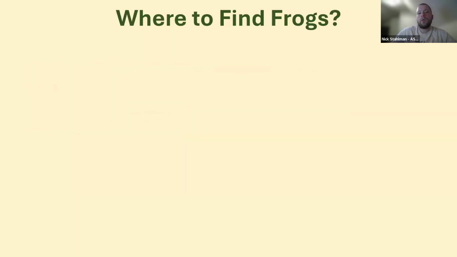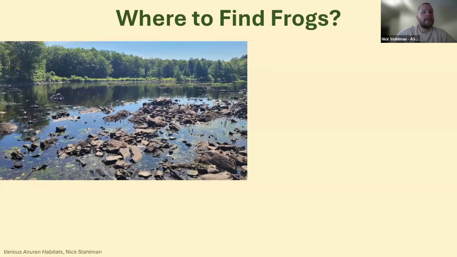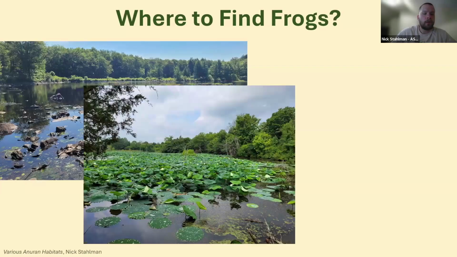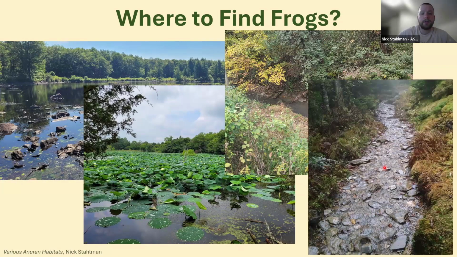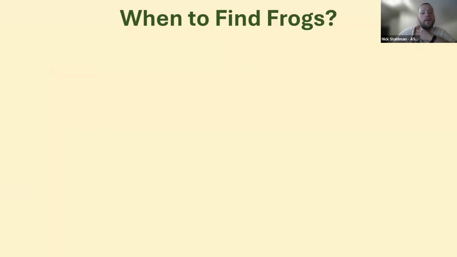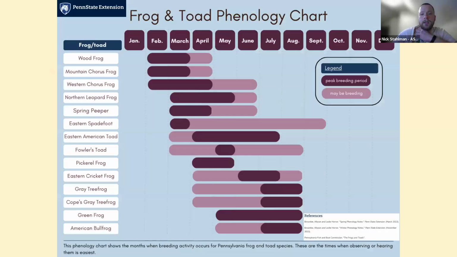So where would you go about finding these frogs? Basically anywhere with water. Lakes, swamps, creeks, fast-moving creeks. This was actually a trail. This isn't even a creek. So just anywhere where you might have water, you'll probably find some frogs. It's more important to think about when to find frogs. So this infographic was produced by Penn State and shows some of the very common species, and I'll share this in the follow-up. But it shows you when they're breeding.